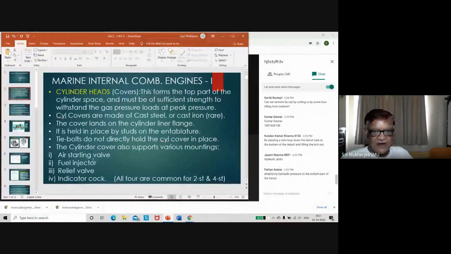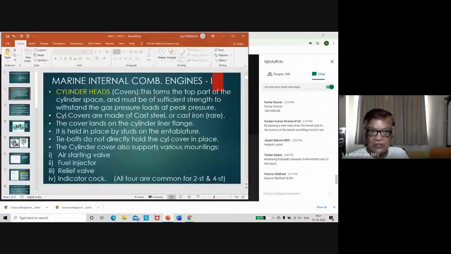So where were we? The cover lands on the cylinder liner flange. I hope that everybody understands. It is held in place by studs on the entablature. That means on the entablature, you will have studs, and those studs are what hold the cylinder cover down. Tie bolts do not directly hold the cylinder cover in place.